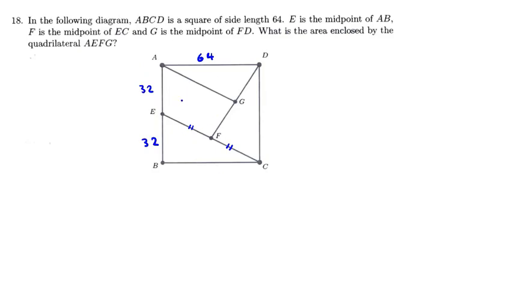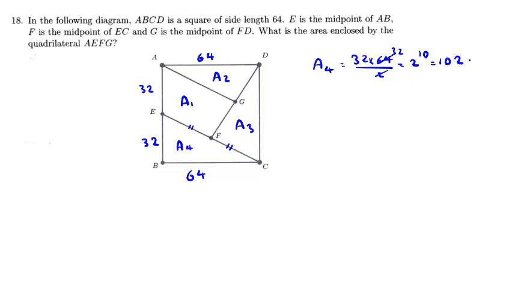Okay, we consider this is A1. We want to find A1. It is A2. It is A3. It's A4. So the first one, A4, is so much easier because A4 is a right angle triangle: 32 times 64 over 2, which will be 2 to the power of 5 squared, 2 to the power of 10. It equals 1024. Now we focus on finding A3.